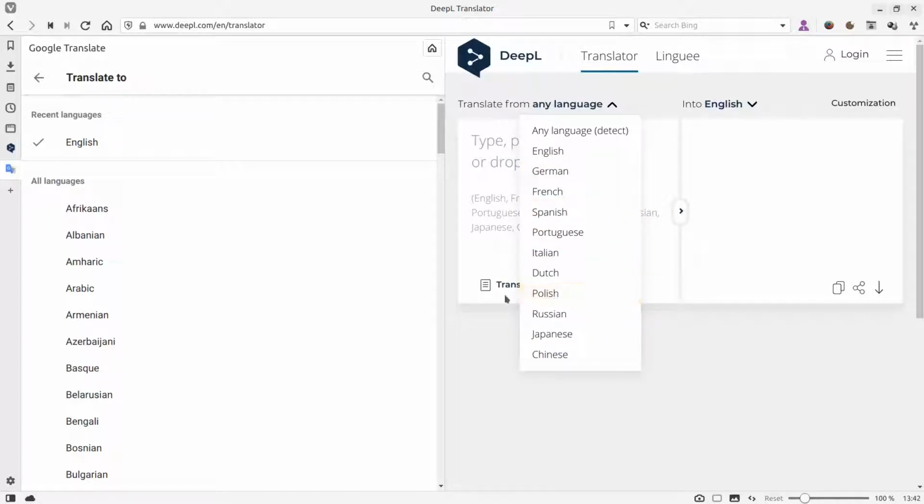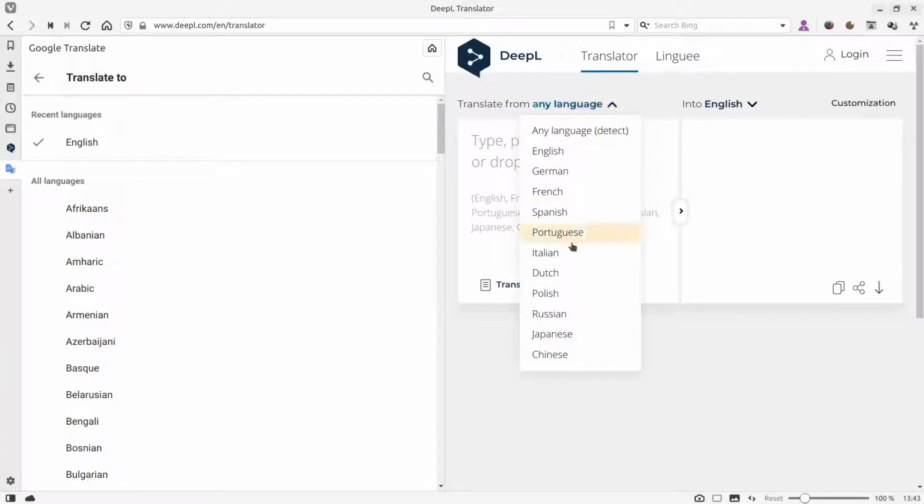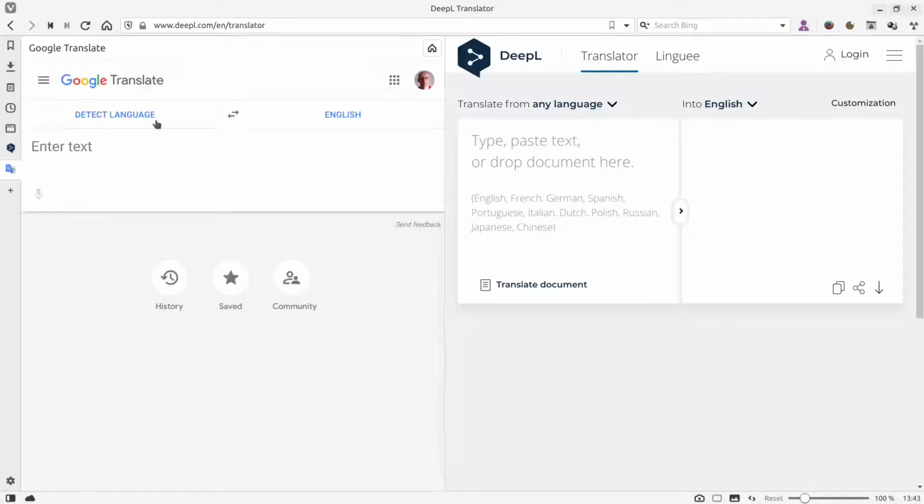And actually, we're quite lucky that Polish is here, because you can see that these are really major, popular languages on this list mostly. Right, so it's actually quite amazing that Polish has been included here. Yes, so of course, if you want to translate using any other language, you just have to use Google.